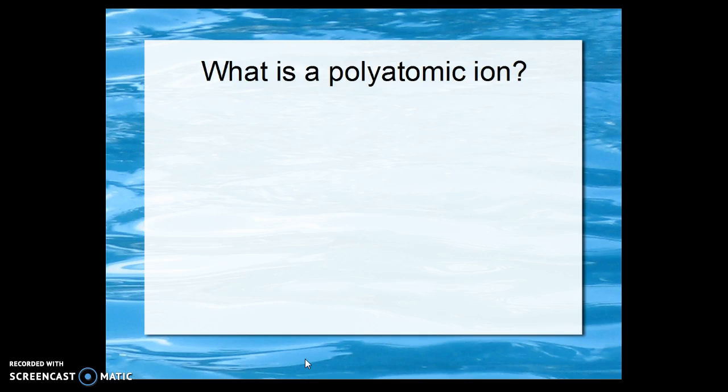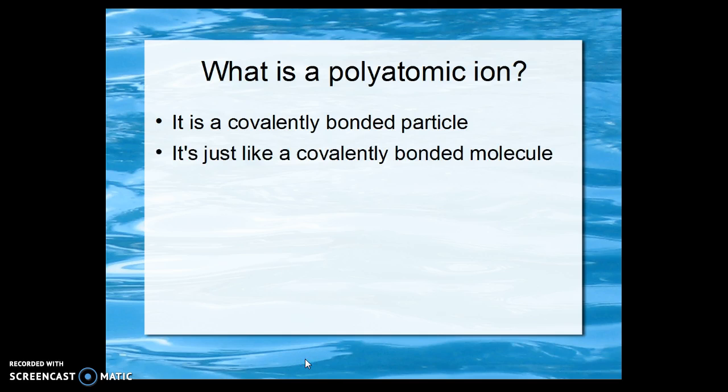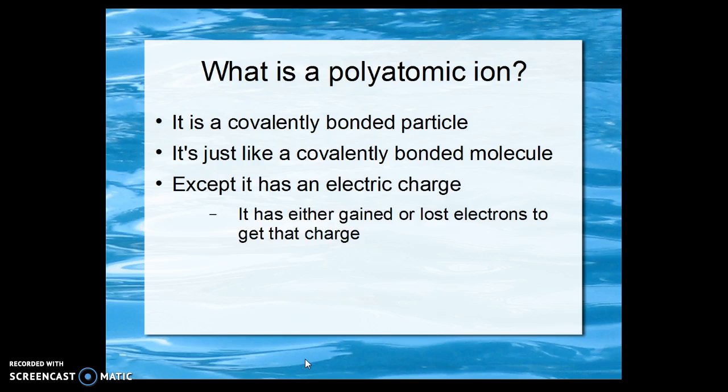What is a polyatomic ion? It is a covalently bonded particle. The electrons are shared between the atoms of the polyatomic ion. It's just like a covalently bonded molecule, but it has an electric charge. It either has more or fewer electrons than we would imagine for a molecule, and therefore it has a charge. So, for example, the hydroxide ion has one electron more than O and H would together have ordinarily.